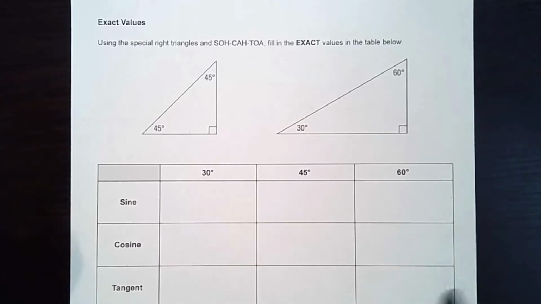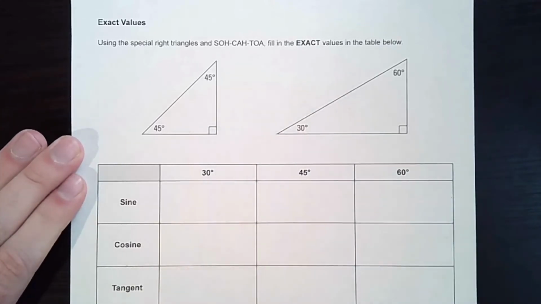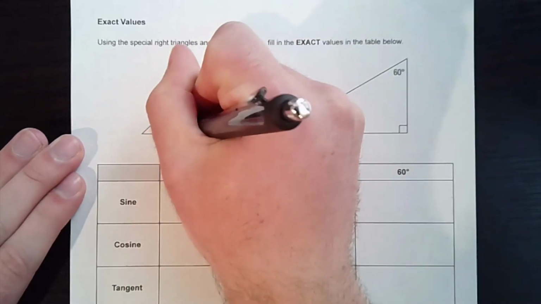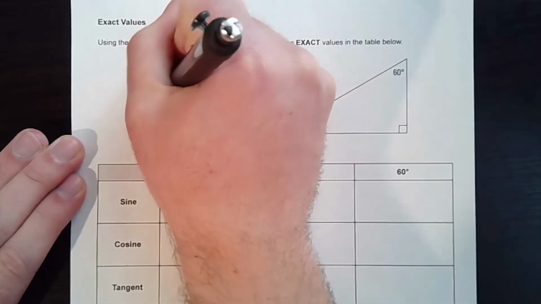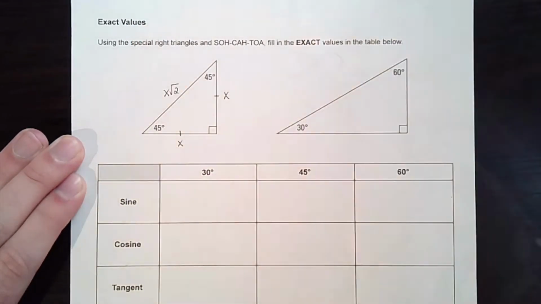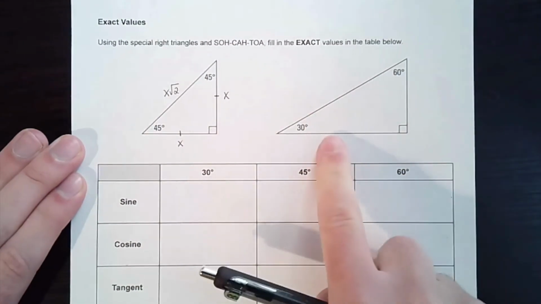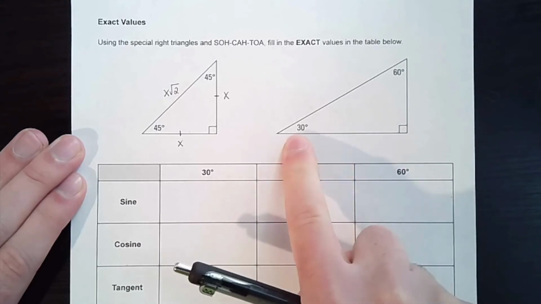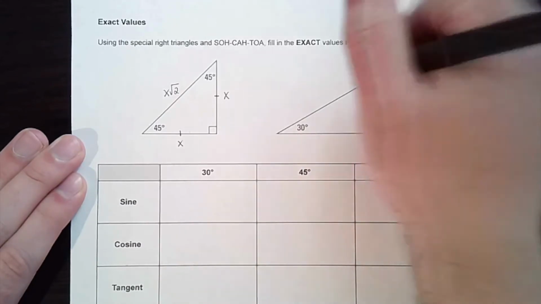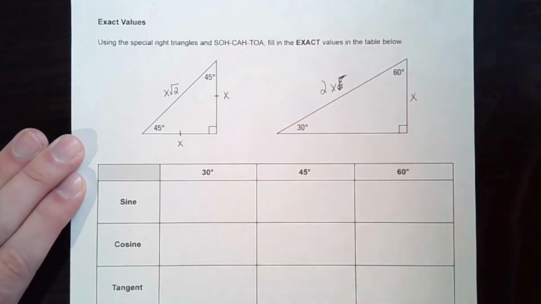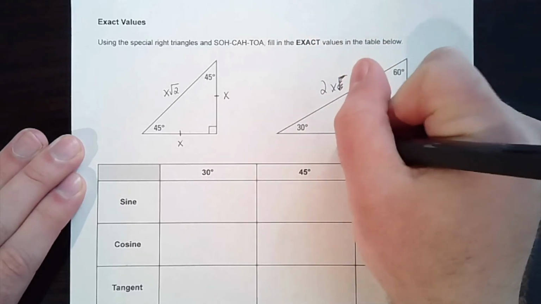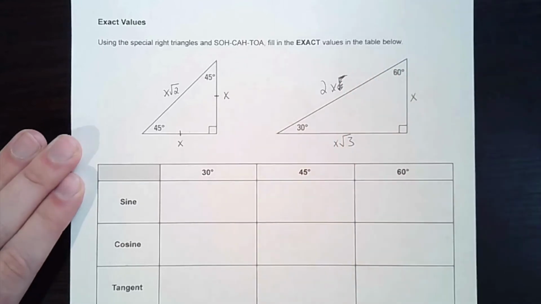Before we get going too far, we do have our two special right triangles here. We need to fill in our corresponding pieces. So we know that in our 45, 45, 90, that's our isosceles right triangle, the two equal sides we call x. That makes the hypotenuse x square root of 2. And for our other triangle, our 30, 60, 90 triangle, across from the 30 is x, across from the 90 is 2x, and across from the 60 is x square root of 3.